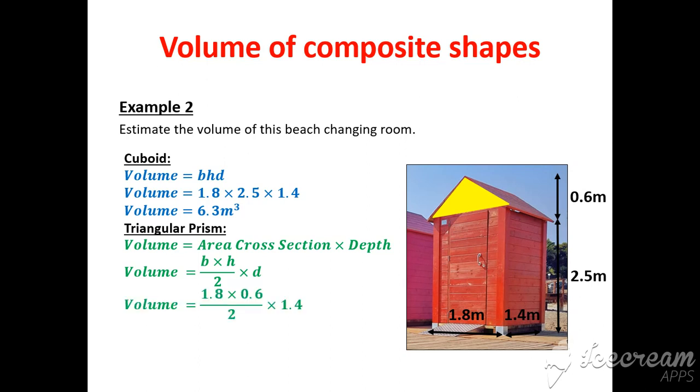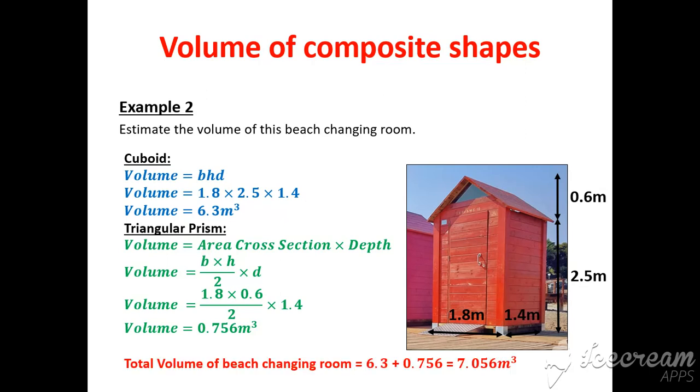So the base of the triangle is 1.8 meters. The height of the triangle is 0.6. If you can see, the height of the roof is 0.6. We're going to go 1.8 times 0.6 divide 2. That's the cross section. And then we have to multiply it by the depth. The depth is 1.4. So if I multiply all that together, I get a volume of 0.756 meters cubed for my roof, for the triangular prism at the top.